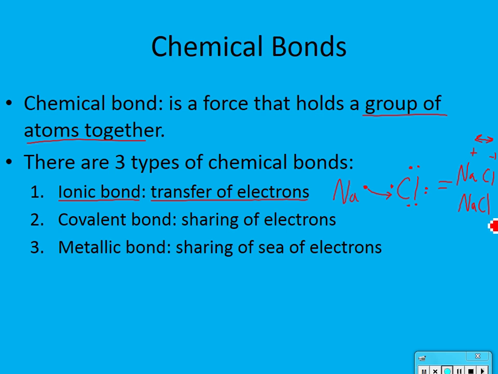All right, let's go to number 2, covalent bonds. Covalent bonds occur between two nonmetals. So they're above the staircase. And what they do is they share their electrons. They share the electrons.